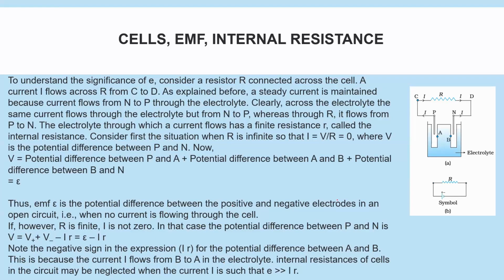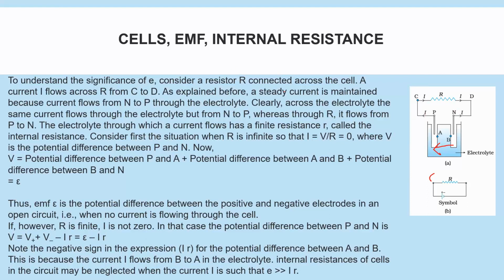Suppose again you consider a resistor R that is connected across a cell and a current I is flowing across R from C to D. It is already marked in the diagram: this is point C, this is point D. The steady current is maintained because the current is flowing from N to P through the electrolyte. In the electrolyte it goes from N to P, and because of that the current then flows from P to C, from C to D through R, and then D to N. So the entire circuit is connected.